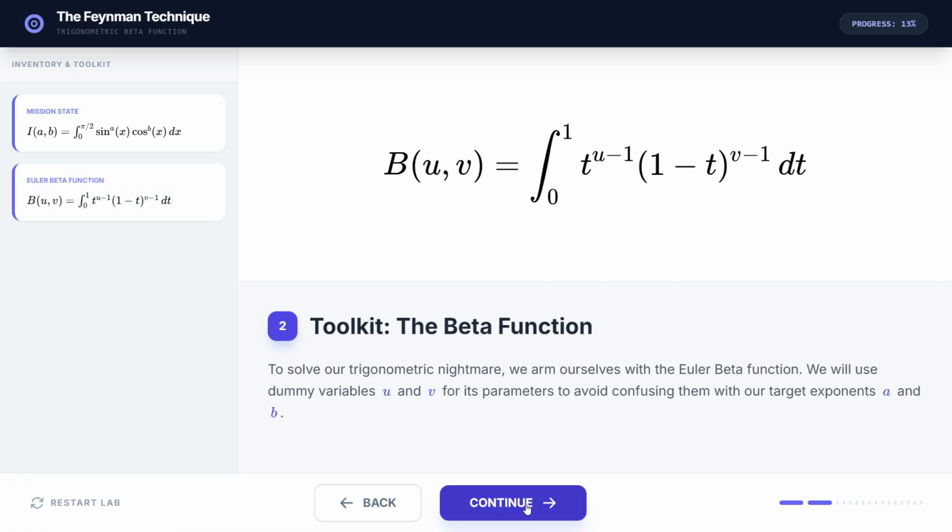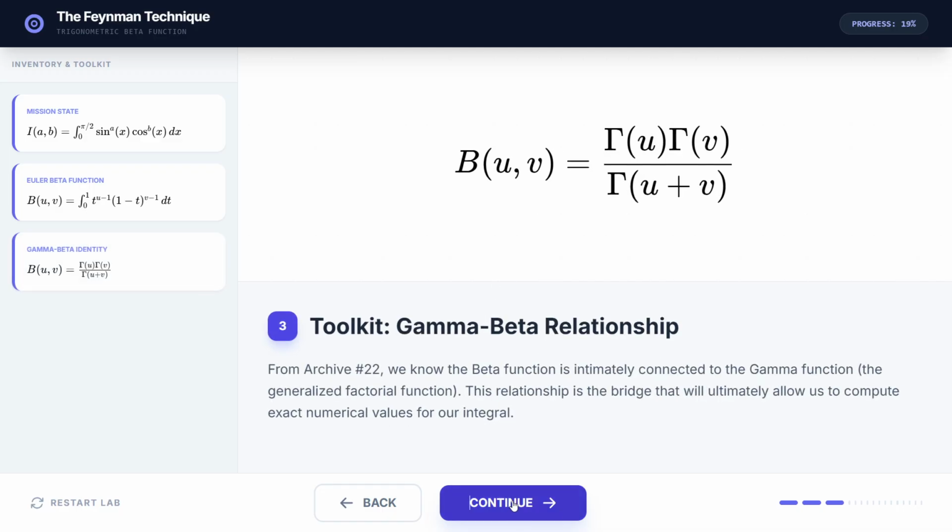So let's go. All right, so the beta function is defined like this. This is just the standard integral definition of the beta function. So we'll be using that. And we'll also use the beta-gamma relationship. We derived this in our last video. That is beta of u comma v is equal to gamma of u, gamma v over gamma u plus v.